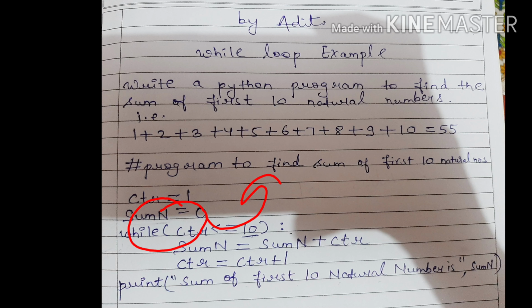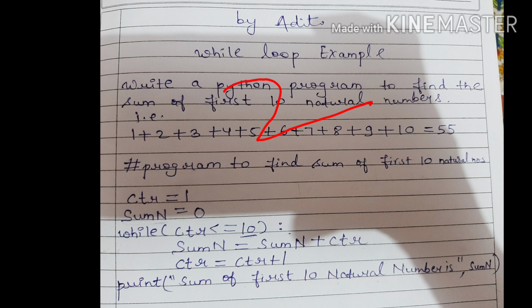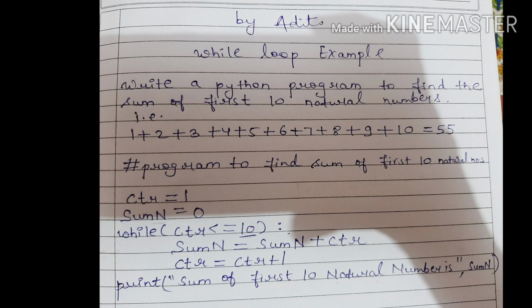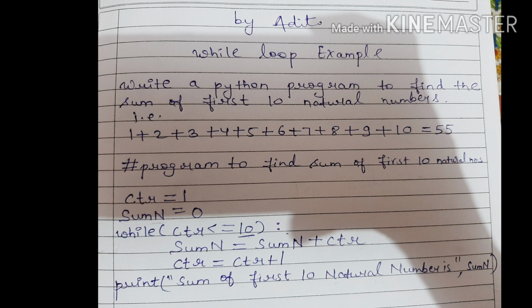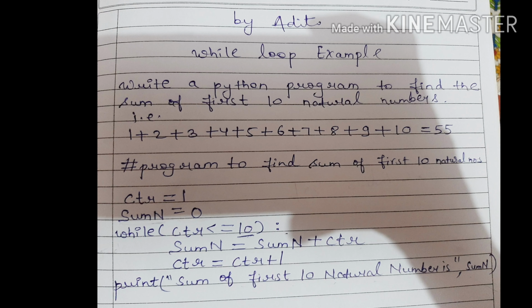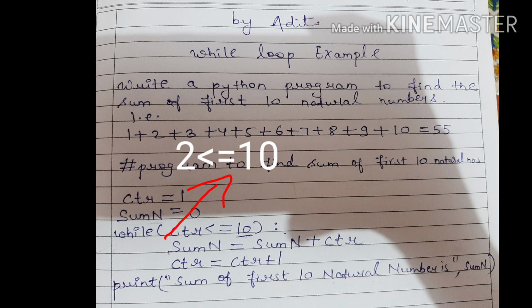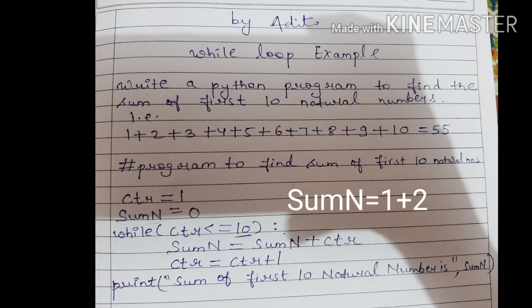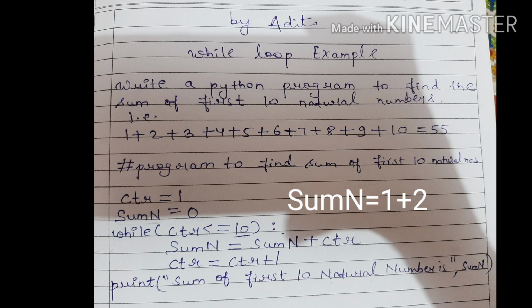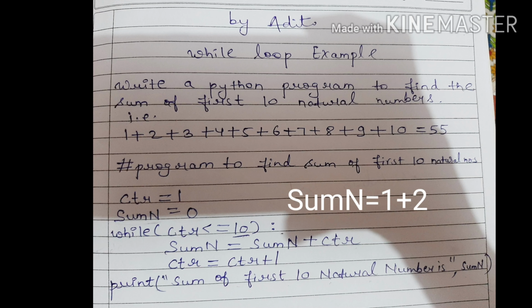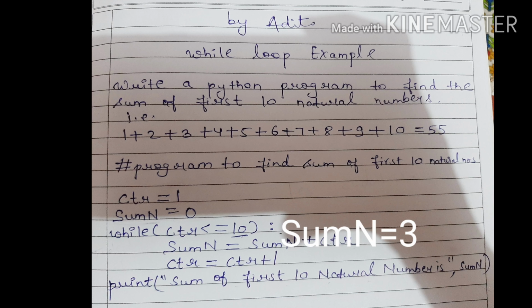ctr value is again tested in the test expression whether ctr is less than equals to 10 or not. That is, 2 is less than equals to 10 or not. If it is true, then it will go again inside the body of the while loop. Otherwise, control is transferred to the statement immediately following the body of the loop, that is the print statement. We know that 2 is less than equals to 10. The test condition is true and it will go inside the body of the loop, that is sum n equals to sum n plus ctr. Previous sum n value was 1 and ctr present value is 2, so sum n becomes 3. Now increment the value of ctr again by 1.